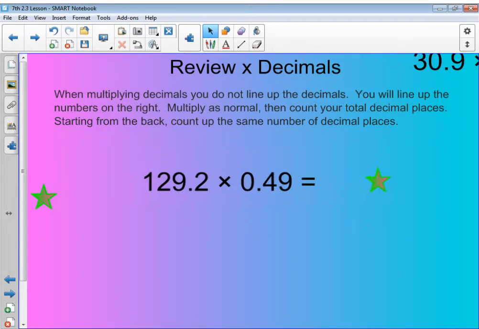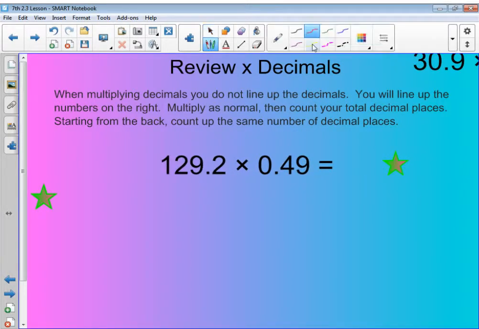Okay, so let's go ahead and try another one. To throw in the rational portion of it, let's make one of these negative, so we'll go ahead and say this one's negative. So when we go through to look at these two, I like to do whether it's positive or negative right away. So I know in the end my answer is going to be a negative answer because there's one negative sign. And now I'm going to look at this number as 1,292 times this number, 49. Okay, so now I'll go ahead and multiply like normal.